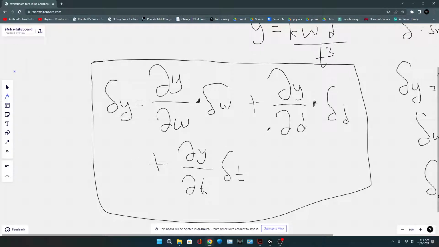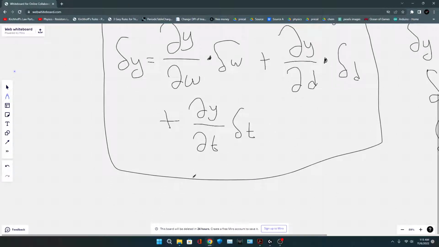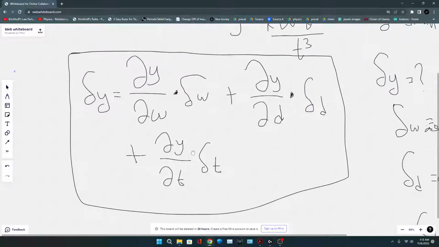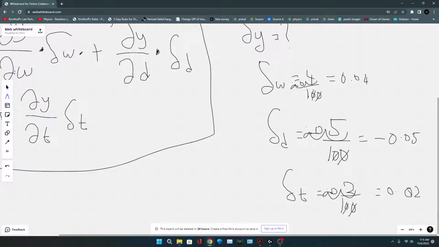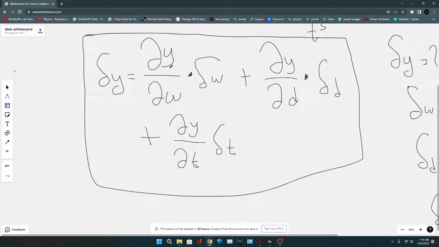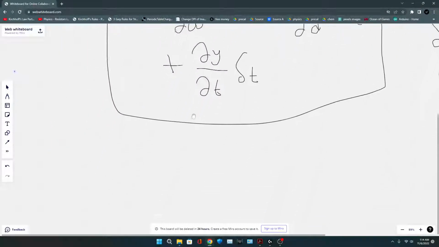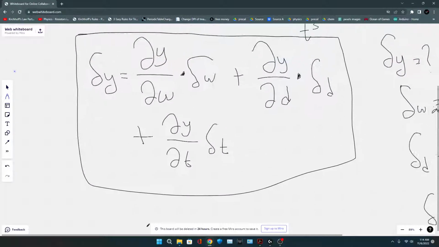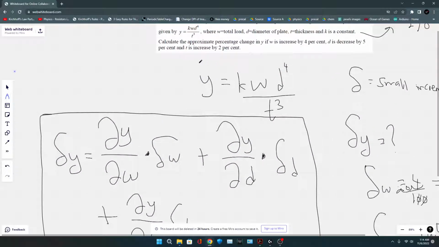Okay, so dalam formula ni, kita macam dia cakap tadi, dia dah bagi small increment of w, dah bagi small increment of d pun dia dah bagi, small increment of t pun dia dah bagi. The problem here is kita nak cari dia punya ni, delta y over delta w. So, nak cari delta y over delta w, first kali kita kena tengok dia punya main equation.